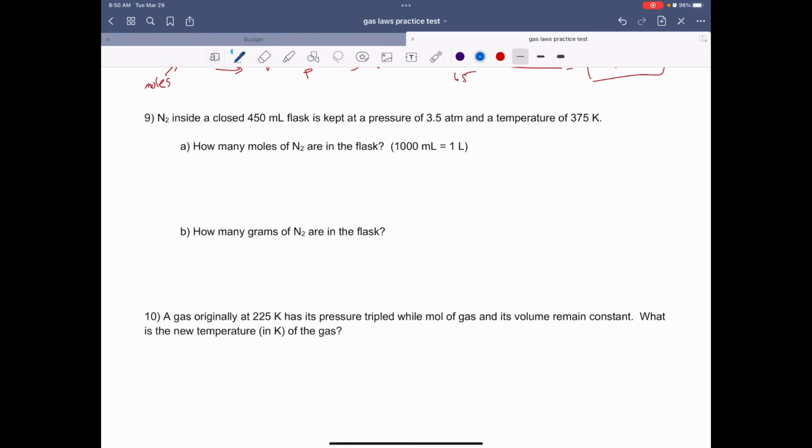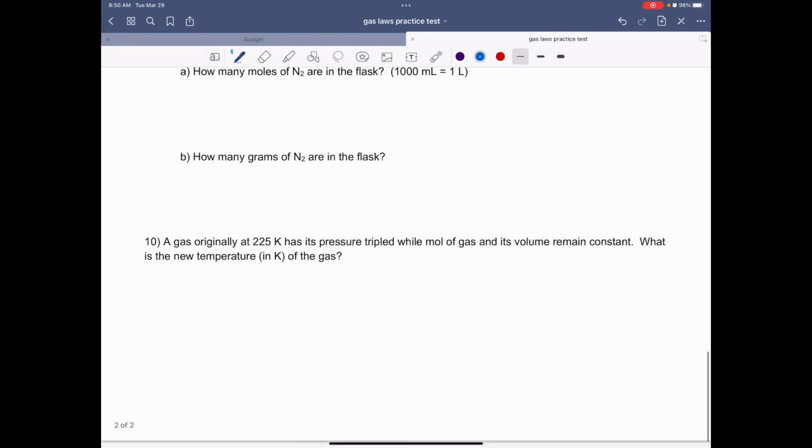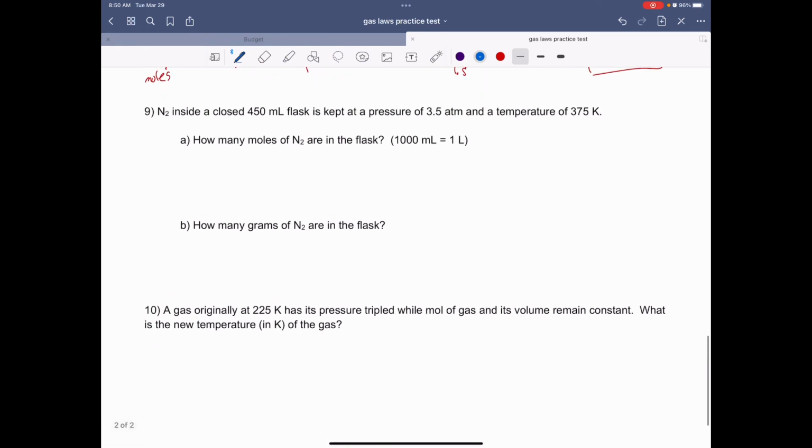Okay, there's the video for number 9 and 10, the last two on the practice test. N2, inside a closed 450 milliliter flask is kept at a pressure of 3.5 ATMs and a temperature of 375 Kelvin. How many moles of N2 are in the flask, and how many grams of N2? So this is similar to 8 in the sense that we have to at one point do a conversion from grams to moles, or in this case from moles to grams.